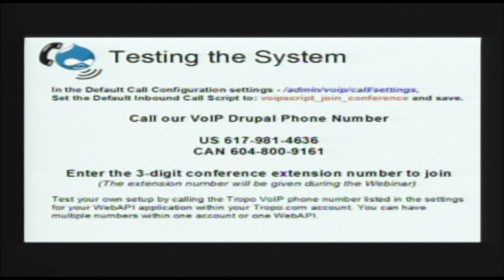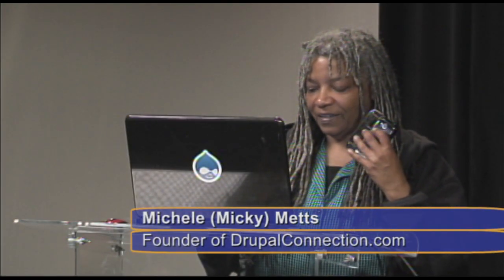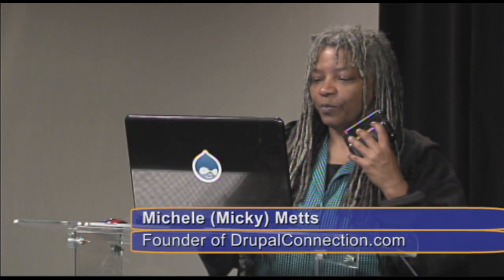So I'm just going to use my cell phone now, and I'm going to call 617-981-4636. If you guys would like to join me in the conference room, that would be great. Oh, got a phone. And then I'll press that. Let's see if I can hold it up to my mic. Maybe you'll be able to hear it. And I'm going to make the conference room 333.